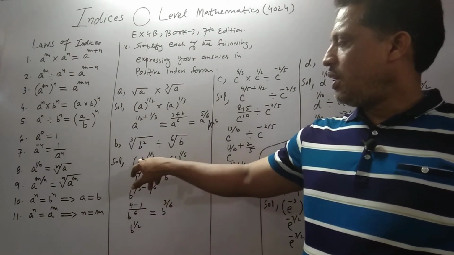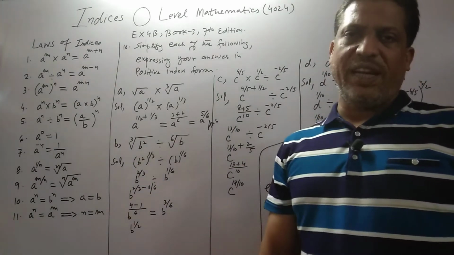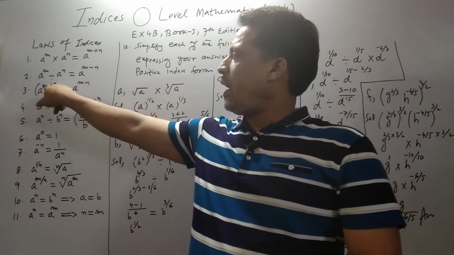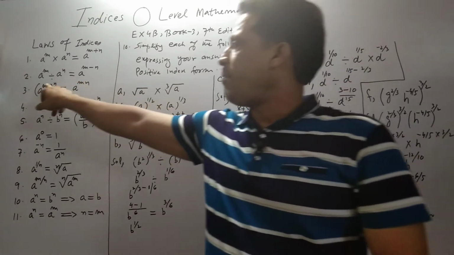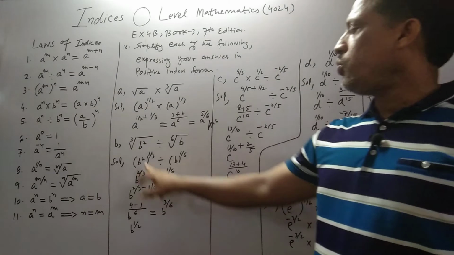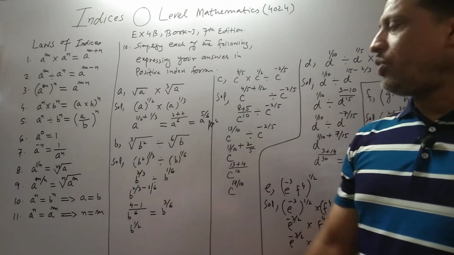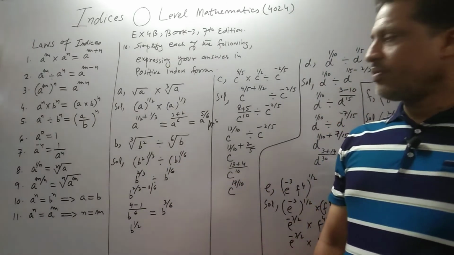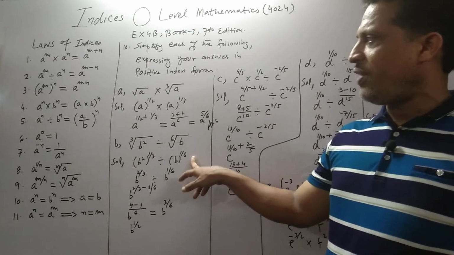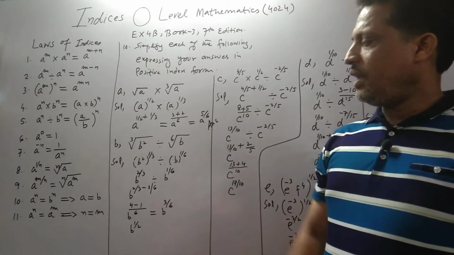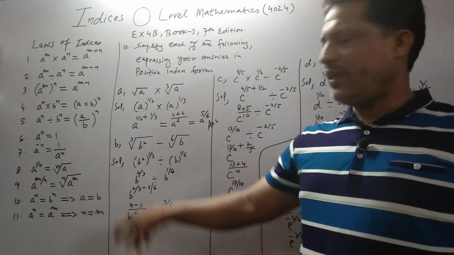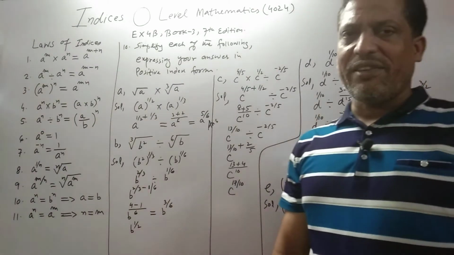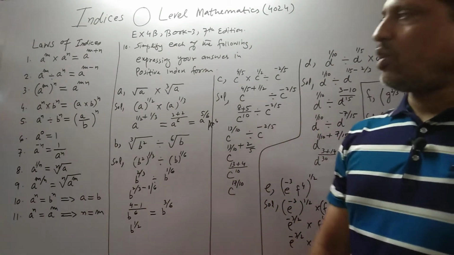Now see this. You know power to the power is always multiplied. How? Because of law number 3, A to the power m and the whole power n must be equal to A to the power mn. So 2 into 1 upon 3, 2 ones are 2, 2 upon 3 divided by B to the power 1 upon 6. Here we apply law number 8, here we apply law number 3. And next, this is B to the power 2 upon 3 divided by B to the power 1 upon 6. So if bases are divided and bases are the same, we use law number 2.